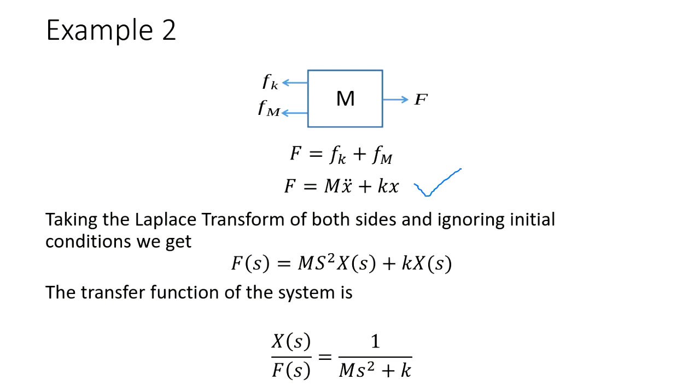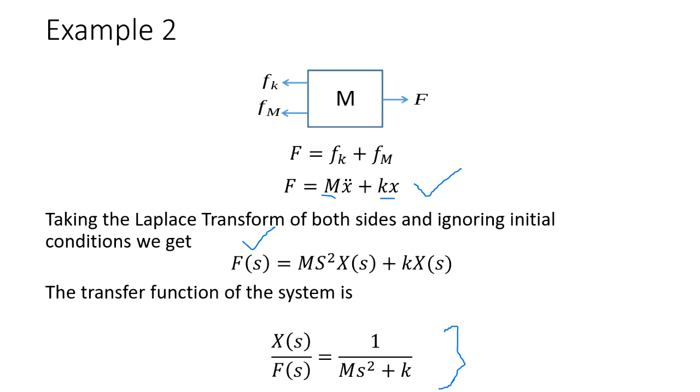To find the transfer function, we take the Laplace transform. The Laplace transform of f is F of s. Now this is m, because it is x double dot, assuming zero initial conditions, it's going to be s squared times X(s). Again here, it is k times X(s). So the transfer function becomes 1 over (ms squared plus k).